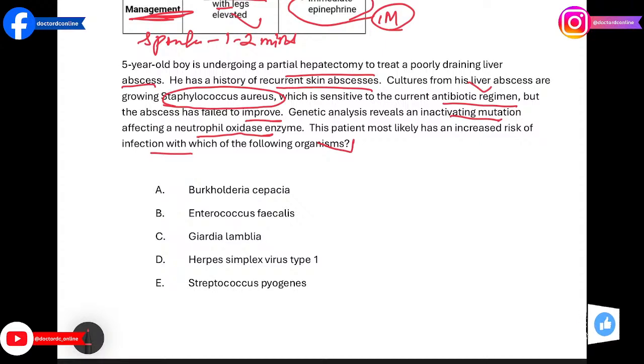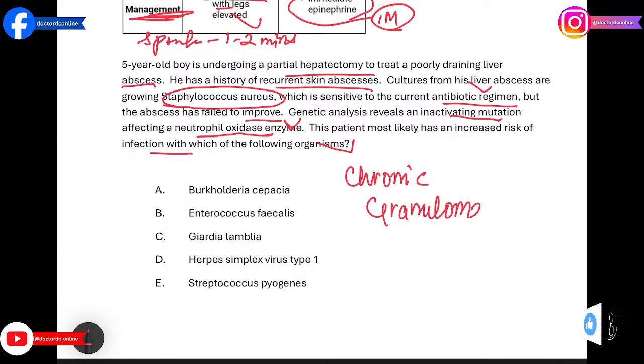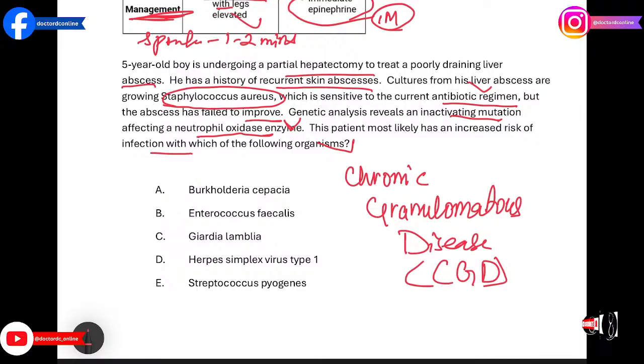First, we make the diagnosis. The patient with a mutation in the neutrophil oxidase enzyme has chronic granulomatous disease. It is CGD, a condition that results in recurrent bacterial and fungal infection due to impaired intracellular killing by phagocytes. In this, the highest risk of infection is by which organisms? Catalase positive.